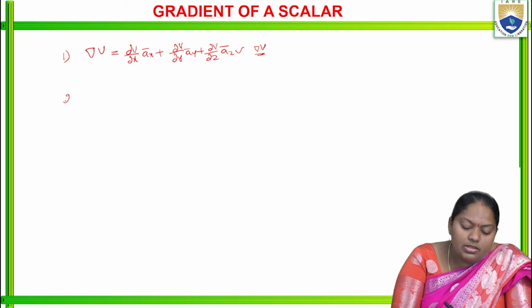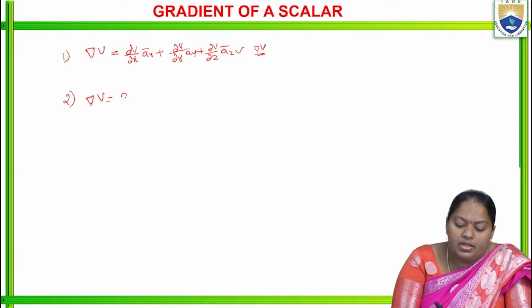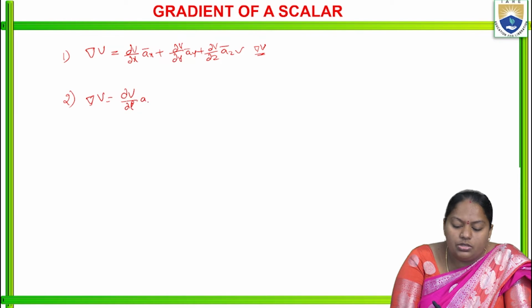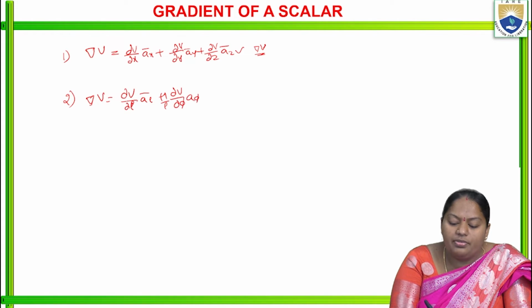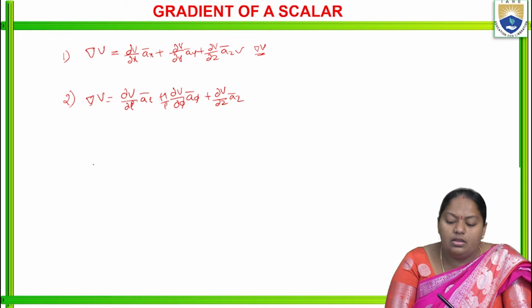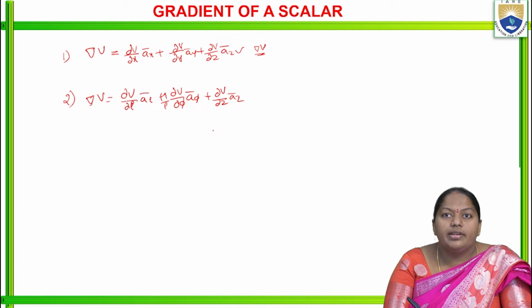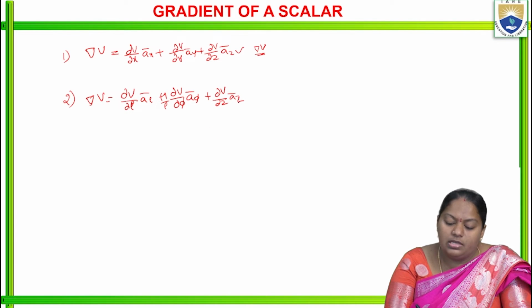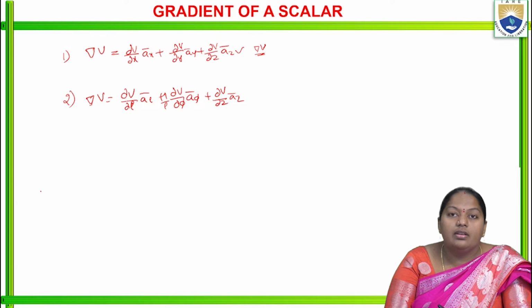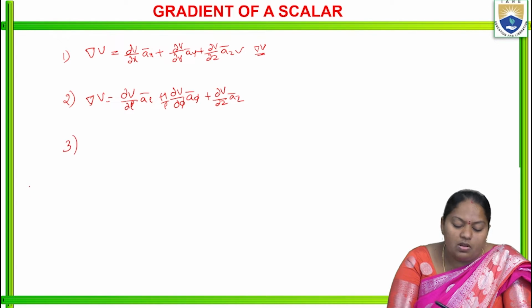Right? Now coming to the second one, del V for the cylindrical coordinate system can be written as dou V by dou rho into a rho plus 1 by rho dou V by dou phi into a phi plus dou V by dou Z into a Z. Z is similar to that of the Cartesian coordinate system, hence it is dou V by dou Z into aZ, which is the same as in the first type of coordinate system also.